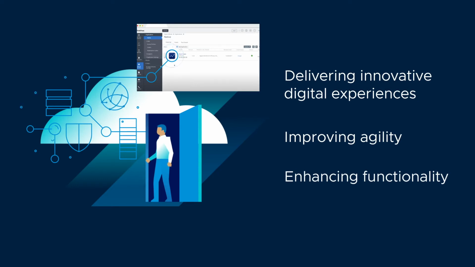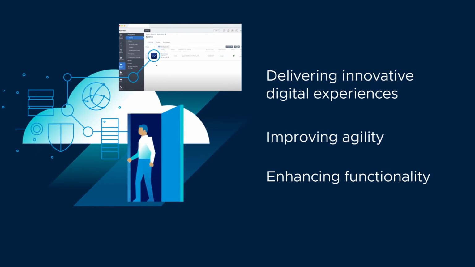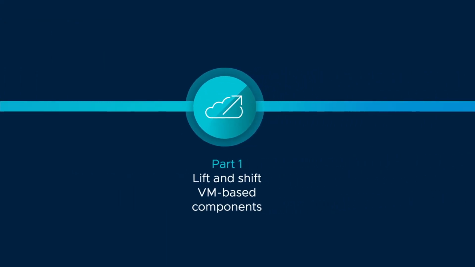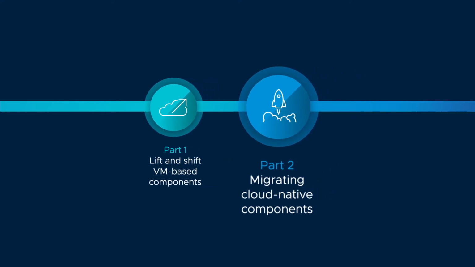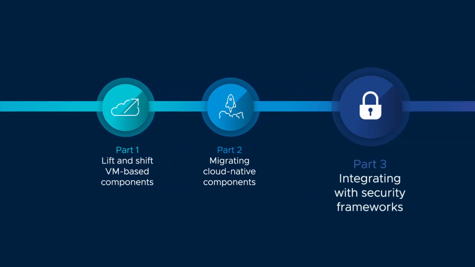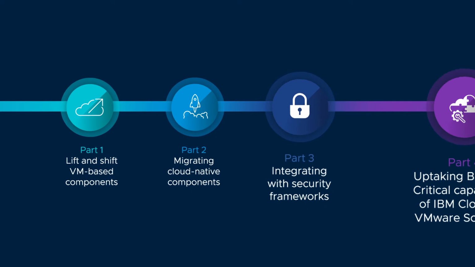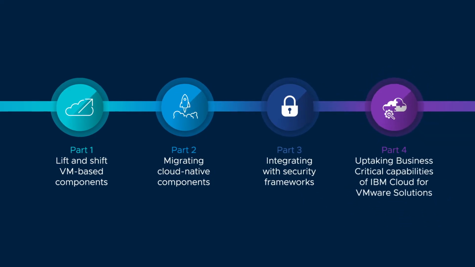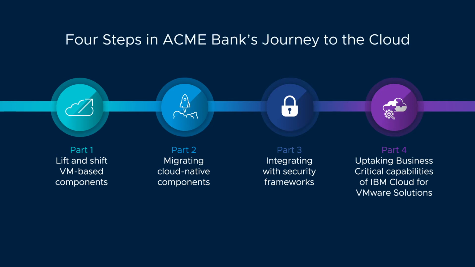Acme Bank's journey to the cloud and application modernization will consist of the following steps. Lift and shift VM-based components. Migrating cloud-native components. Integrating with security frameworks. And uptaking business-critical capabilities of IBM Cloud for VMware Solutions. Each step in the process will be showcased in this four-part video series.